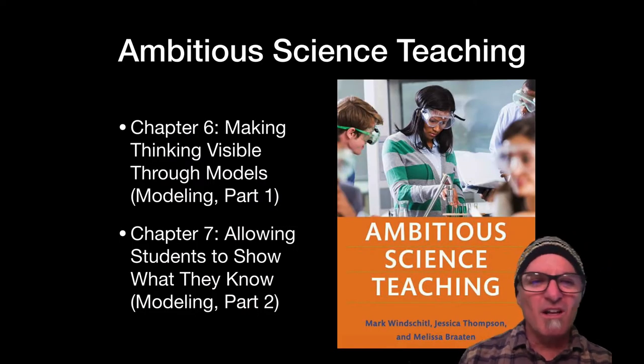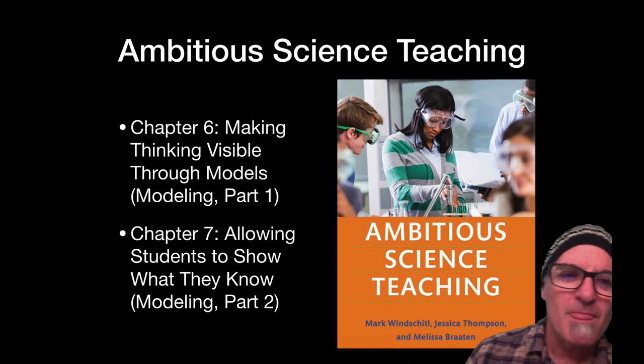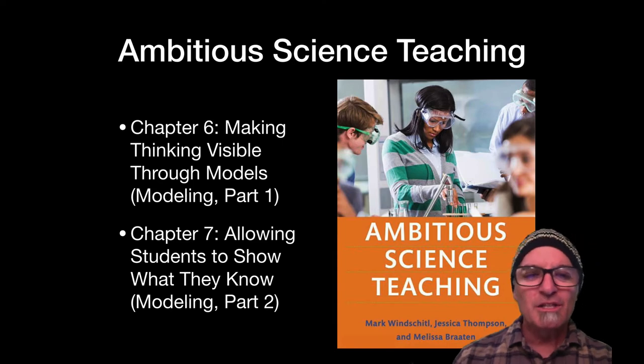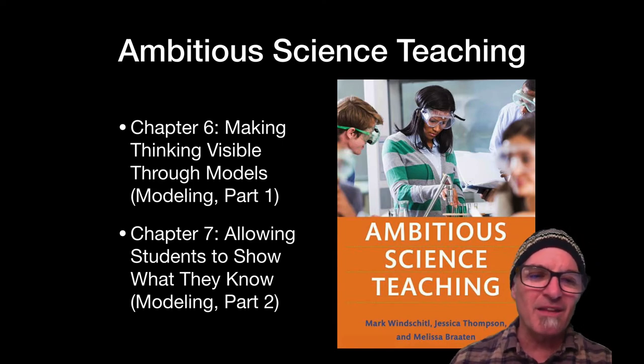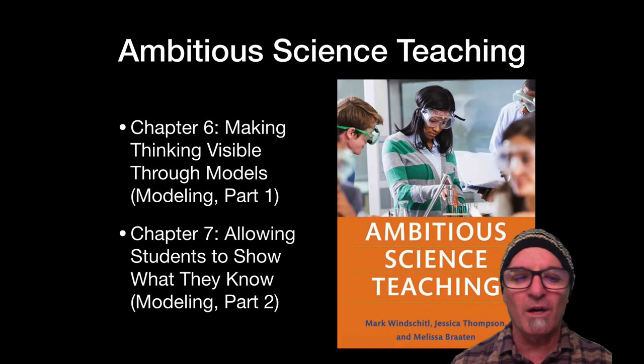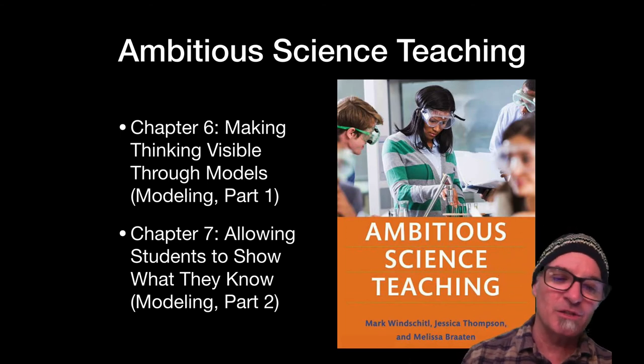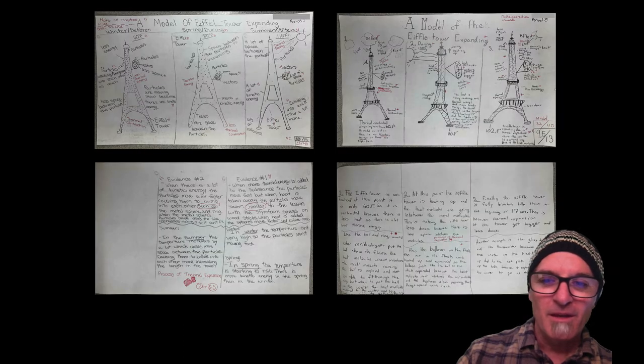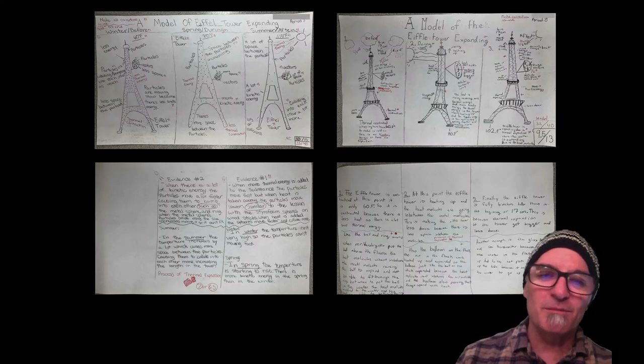Now, from here, I use the Ambitious Science Teaching book quite a bit. Chapter 6 is Making Thinking Visible Through Models, Part 1. And Chapter 7 is Allowing Students to Show What They Know, Modeling, Part 2. And so what I did is I used some templates in there the second year that I tried this assessment.